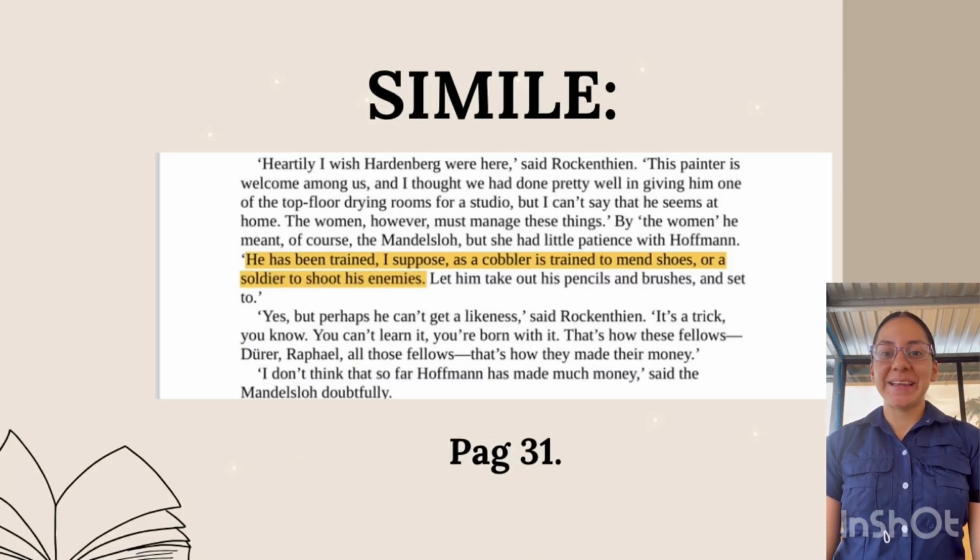The second is simile. He has been trained, I suppose, as a cobbler is trained to mend shoes, or a soldier to shoot his enemies. This phrase uses a simile when comparing someone's training with the training of a shoemaker to repair shoes or a soldier to shoot his enemies. The simile establishes a relationship of similarity between the mentioned training and the skill required to perform the mentioned task.